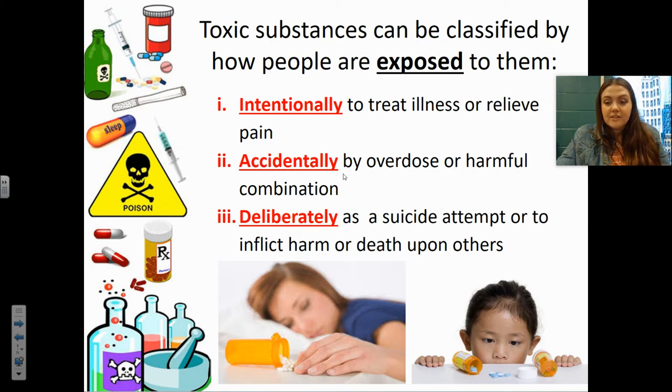So it truly was an accident. They didn't mean to do it. Or deliberate, as a suicide attempt or to inflict harm or death upon others. So they were purposely murdered, or they purposely took a whole bunch of pills and a whole bunch of alcohol to kill themselves.